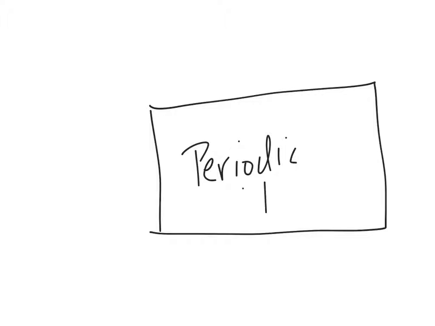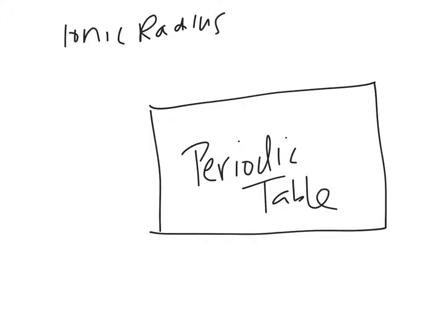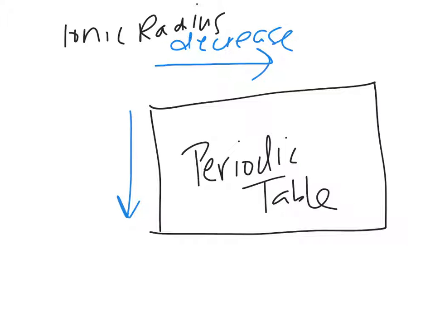So if I sketch my periodic table here, which is a very rough sketch, obviously. So here's my periodic table. And I want to look at trends in ionic radius. Going from left to right on the periodic table, we see a decrease in ionic radius, so ions are getting smaller. And as we go down the periodic table, ionic radii are getting bigger.